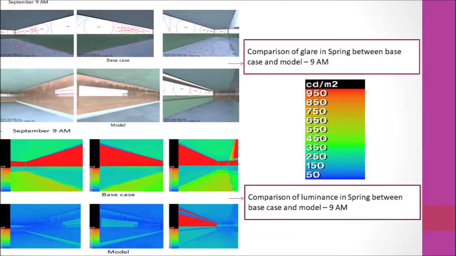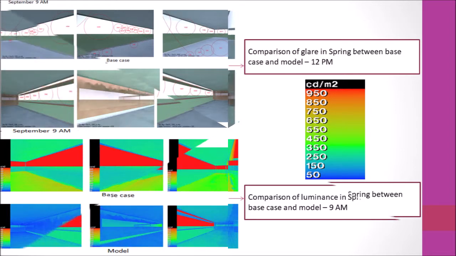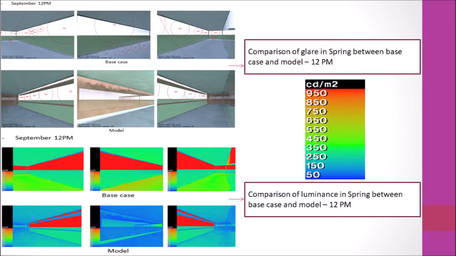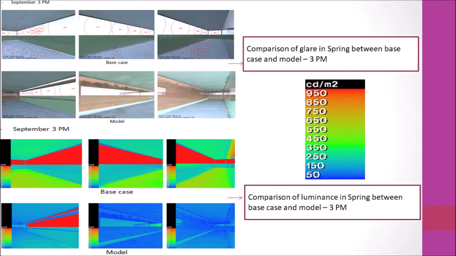September results. After simulating the base case, we can see the glare in the imaginary room. Here we can see the comparison of glare and luminance between the base case and model. Glare is eliminated and the luminance range has improved to 150 candela per meter square.